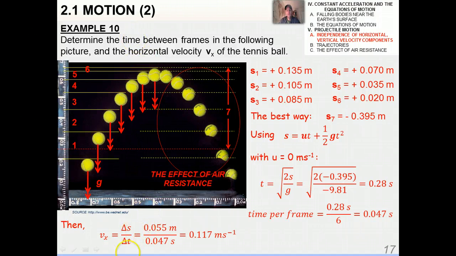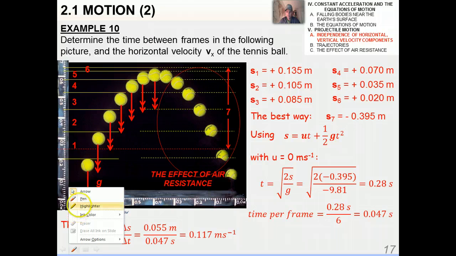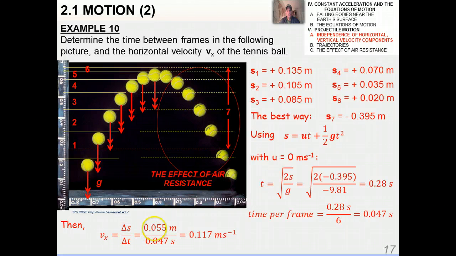What I need to do is divide the distance it travels between each frame by the time between each frame. So I get 0.055 meters, as before in the previous slide, divided by 0.047 seconds. And I get that the horizontal velocity, the horizontal speed, is 0.117 meters per second.